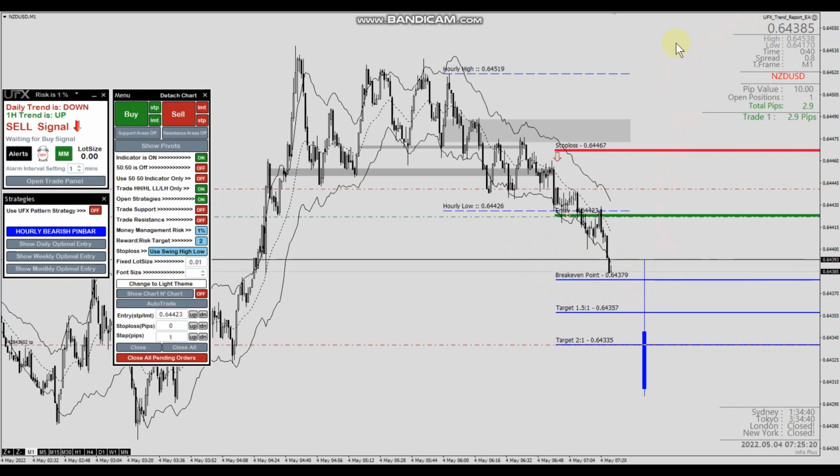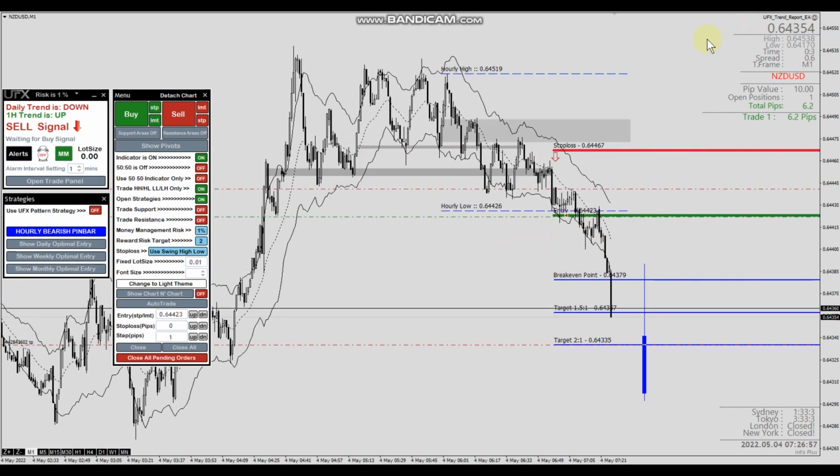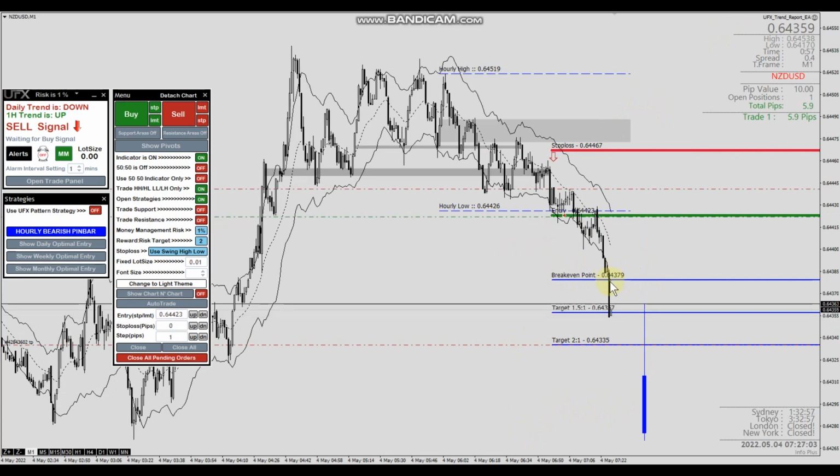I'm going to pause the video until we get closer to take profit. Okay, we got some big pressure here now. Very big pressure candle to the downside here, so I'm just going to let this run. We should hit the target here realistically pretty soon.